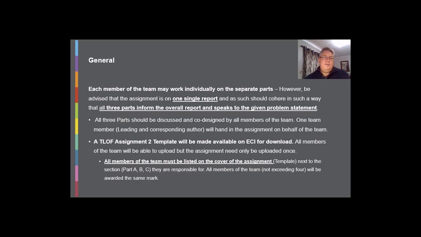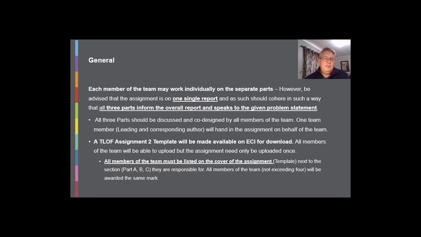A TLOF702 template will be made available on ECI for download. So I think I will share this around week 7, but please get going. As per your Van Heerden Pieterse input there, you can start creating it. And of course, we always use MS Word for this, which everybody is pretty familiar with. So you can start typing up your report in MS Word.